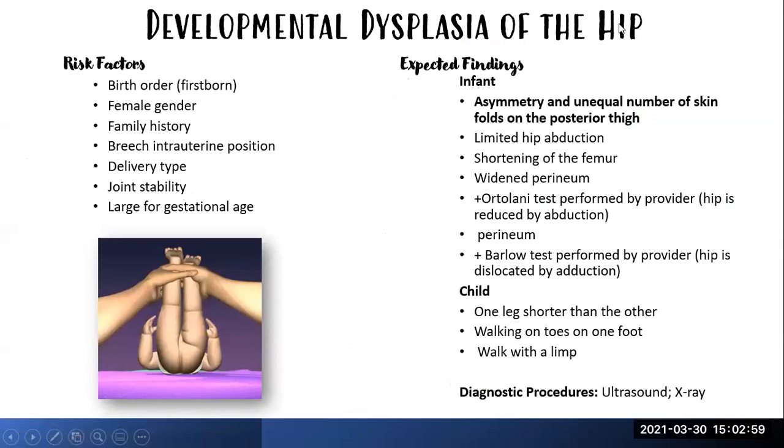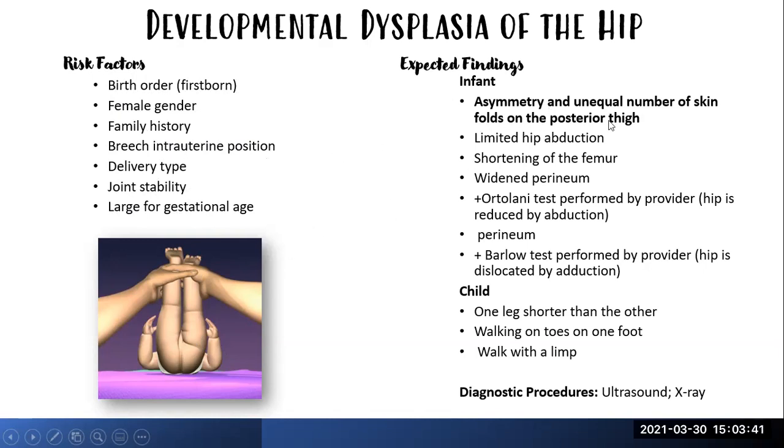Developmental dysplasia of the hip. This again involves a couple different ways that the patient is born with a dislocated hip, basically. Here are the risk factors. Usually occurs in firstborn babies, vaginal delivery, breech position, and especially larger babies who have a hard time fitting when they are delivered vaginally.